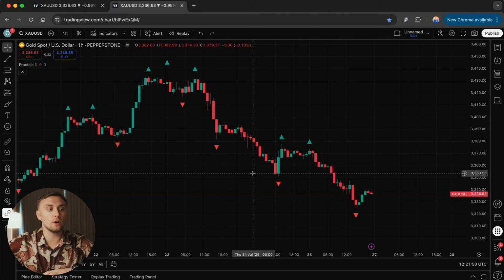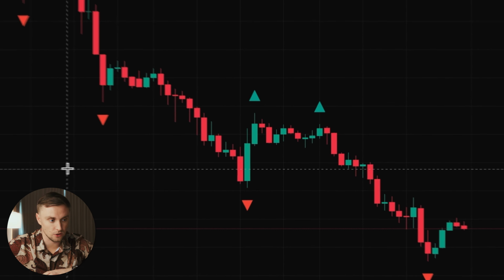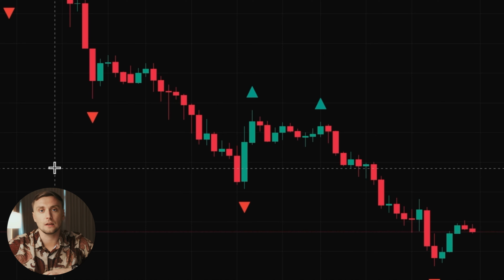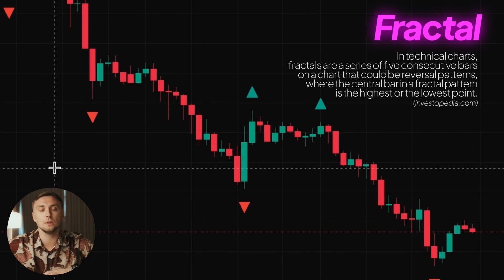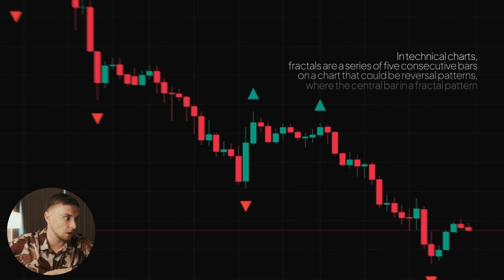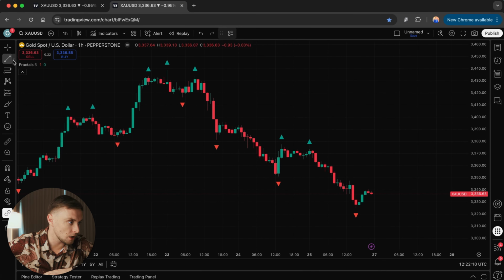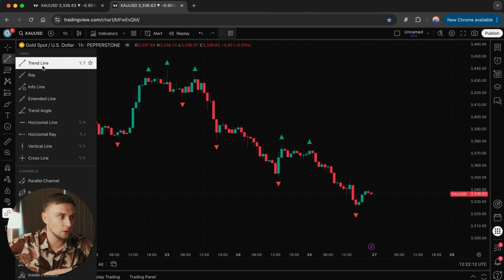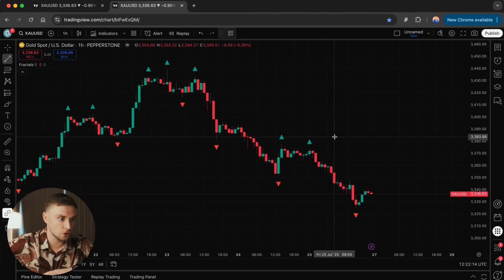For identifying the levels, I decided to add fractals. A fractal is a pattern that consists of 5 candles, and the middle one is supposed to have the highest high. That will be the bullish fractal, and the opposite one, with the lowest low, will be the bearish fractal.